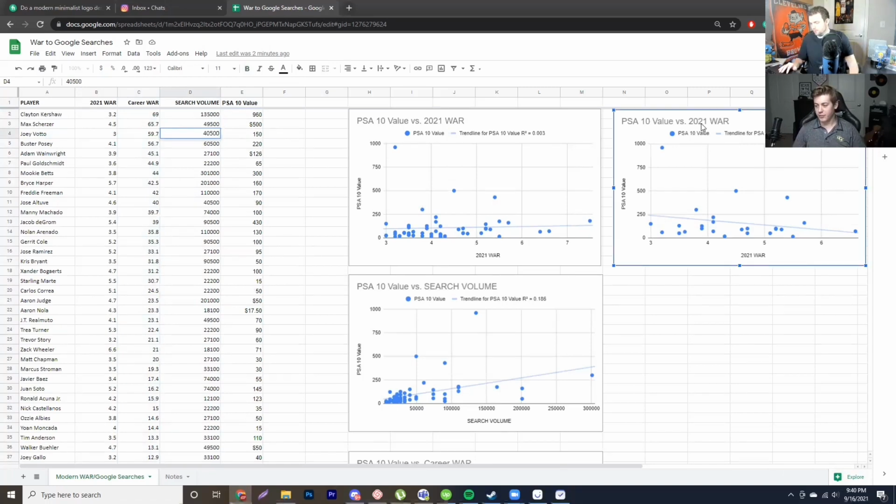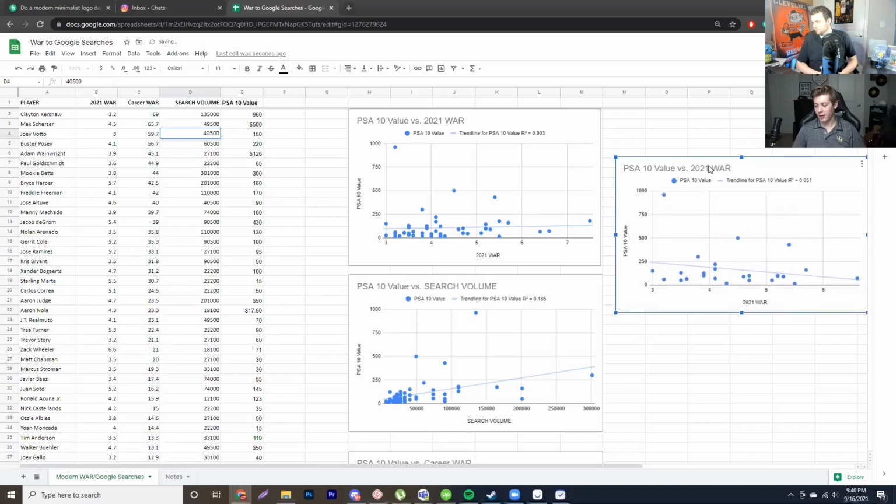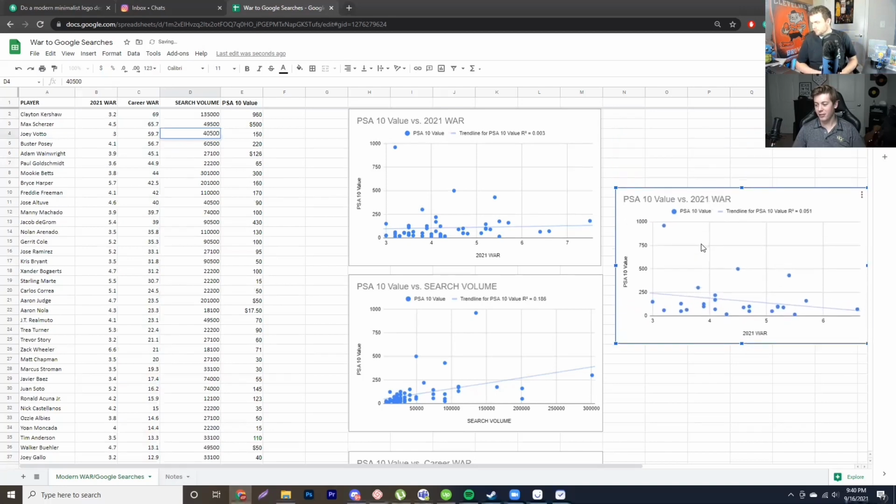And it was funny enough, when I did that other chart over here based off of the PSA 10 versus 2021 WAR, look at the trend line. It's actually downwards. Yeah. I didn't even notice that at first, but it just shows you that you can't take this value over here, the PSA 10 value versus the current year, and expect that as a singular variable to look at a card price. There's more to it than just that.